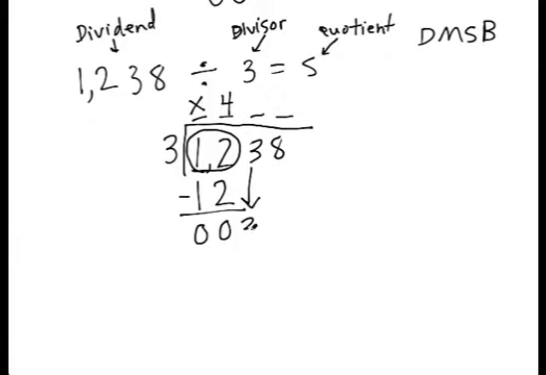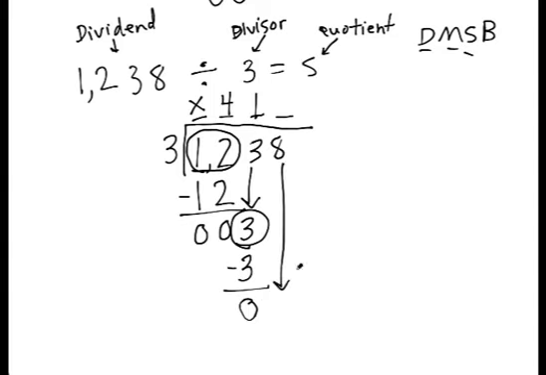We're going to bring down the 3. How many times can 3 go into 3? It can go 1 time. So we just divided. Now we multiply. 1 times 3. I'll circle this to show you what I'm dividing by. 1 times 3 is 3. Now we subtract. We get 0 again. Now I'm going to bring down the 8. Bring down the 8. And this is what I'm dividing now.